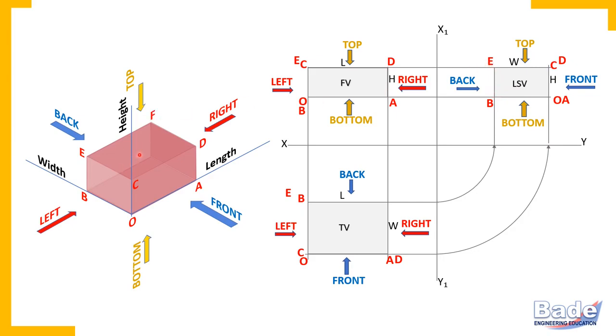Now let's look at point F. Point F is on the right side and at top. Point F is on the back side and on the right side. So here it is point F. And point F is on the back side and at top. So here it is point F. So these are points we have located in the front view, top view and side view. It's a very important exercise we did here.